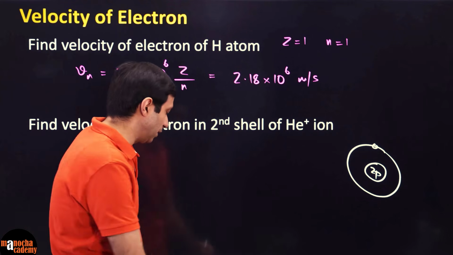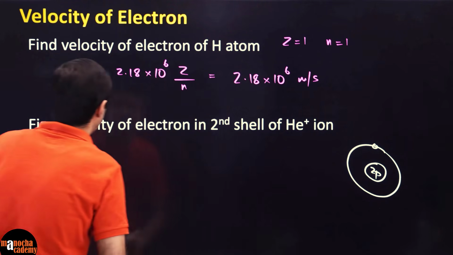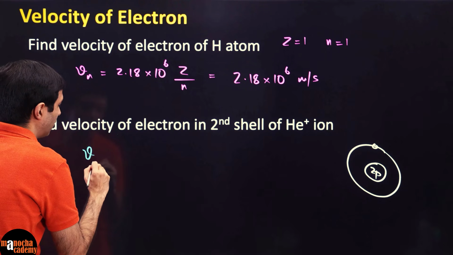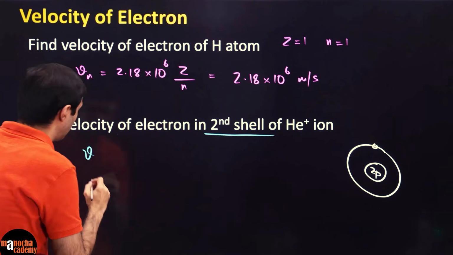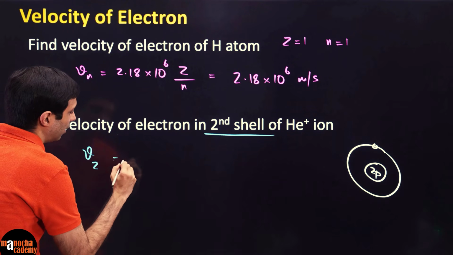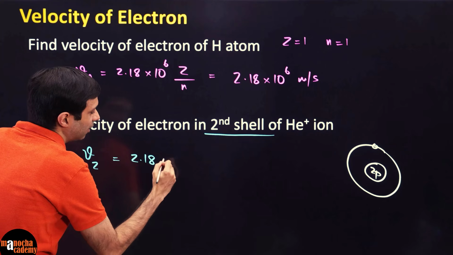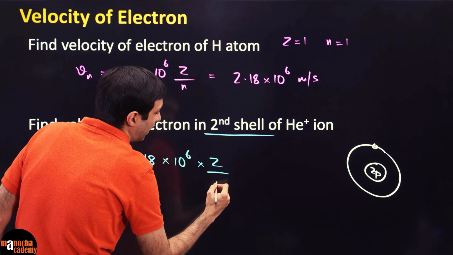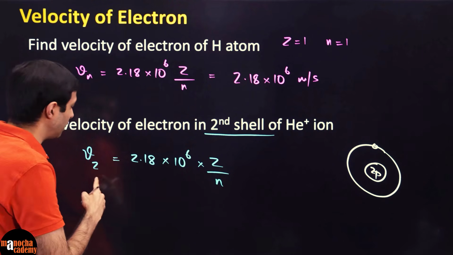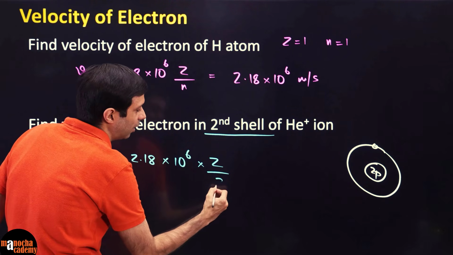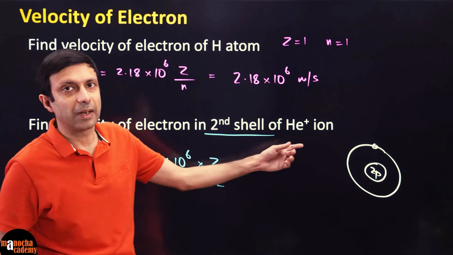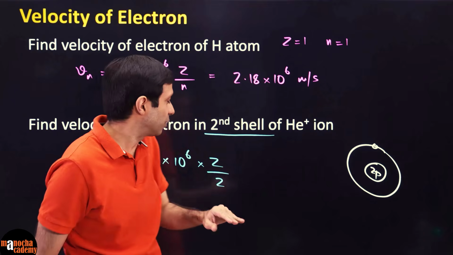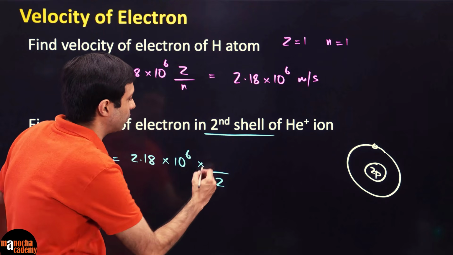So let's go ahead and apply the formula. For the helium atom, or for the helium ion, if we want to find the velocity in the second shell, that means I'm interested in V2. It's going to be 2.18 times 10 to the power 6 multiplied by Z by N. So what is N going to be here? N is going to be 2. And what is the atomic number of helium? Atomic number is the number of protons in helium, 2 protons. So we are going to substitute Z also as 2.